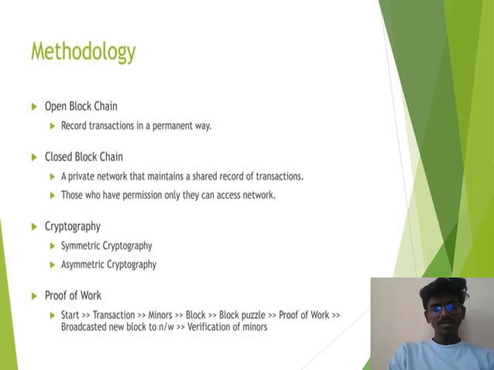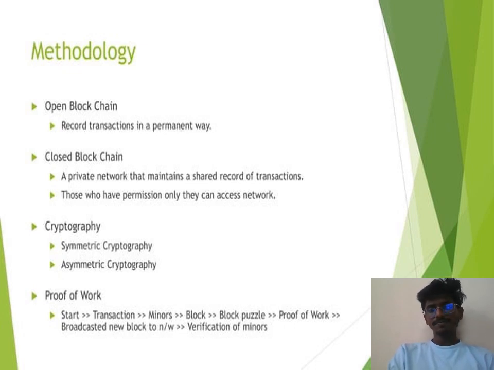Moving on to the next slide for methodology, there are some methodologies involved in this e-voting system. Open blockchain: the open blockchain records transactions in a permanent way. Closed blockchain is a private network that maintains a shared record of transactions. Only those who have permission can access the network. These are the parts where the closed blockchain works.